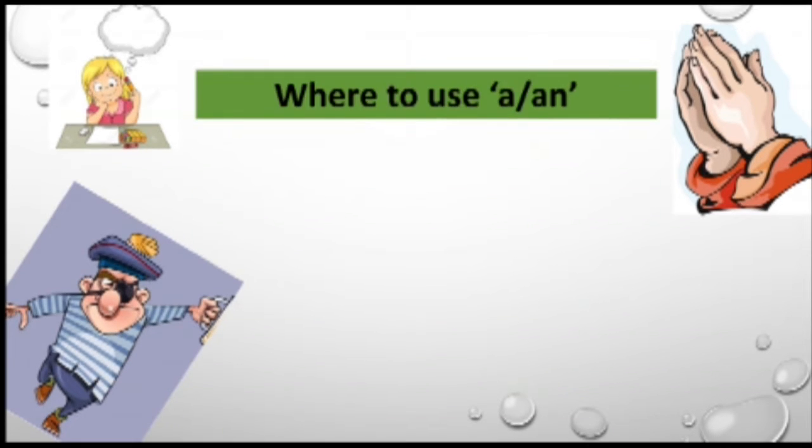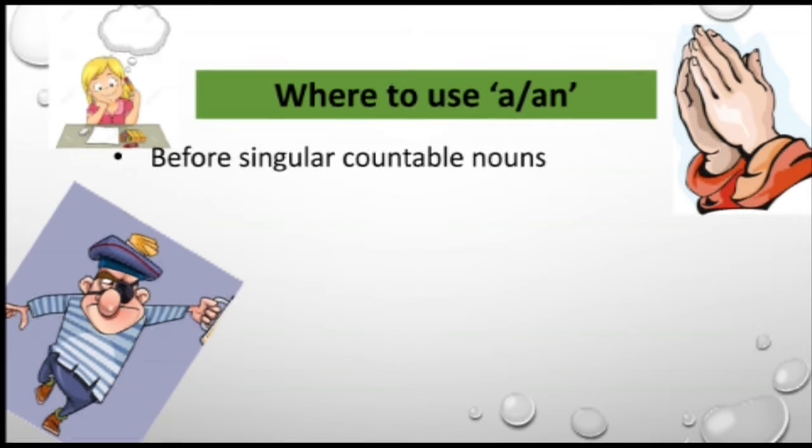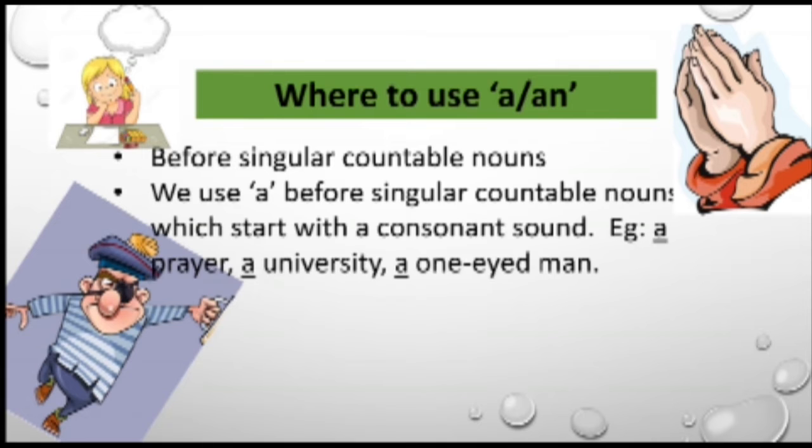Where to use a, an, and the. Let's start with indefinite articles. Where to use a or an. A or an can be used before singular countable nouns. That means we can use a or an before singular countable nouns. Now question arises, where to use a and where to use an. We use a before singular countable nouns which start with a consonant sound. I repeat, consonant sound, not consonant alphabet. See the example. A prayer, a university, a one-eyed man.